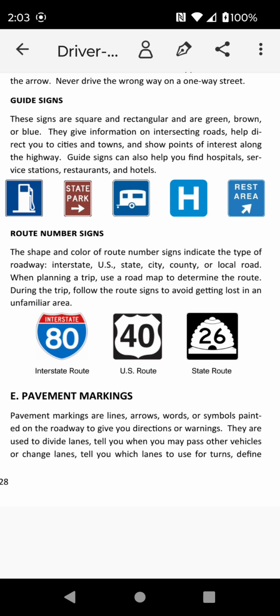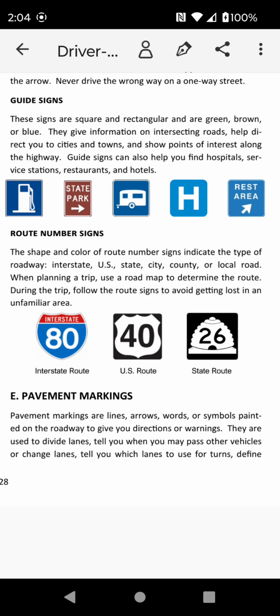Now these are square and rectangular in green, brown, or blue. They give information on intersecting roads. They help direct you to cities and towns and show points of interest along the highway. Guide signs can also help you find hospitals, service stations, restaurants, and hotels. So you've got your little gas station, so you can stop and get gas. It'll tell you where the park is, the state park, where some camping is. The H is for hospital, so it'll tell you where the hospital is.